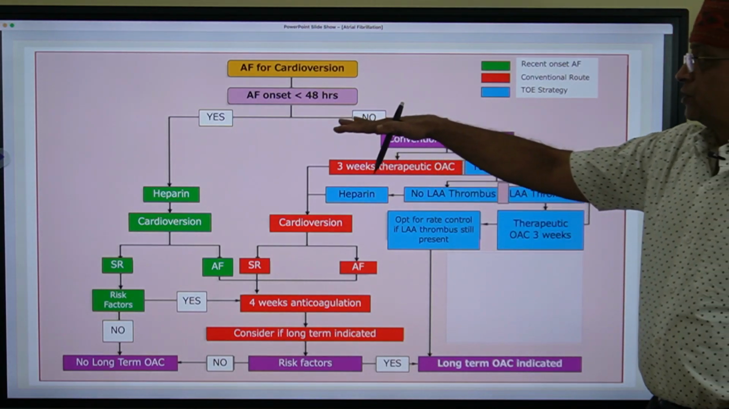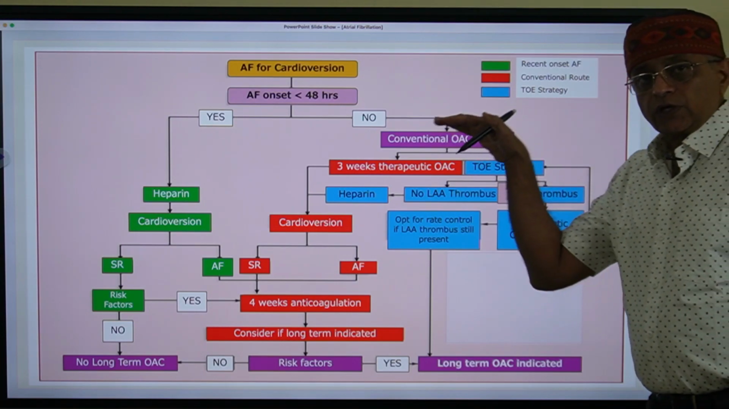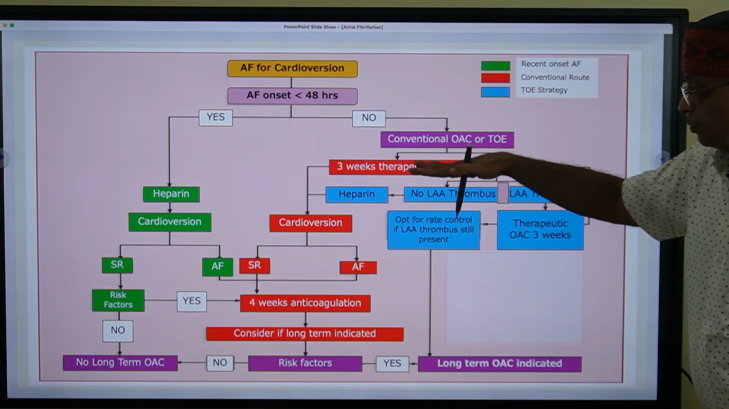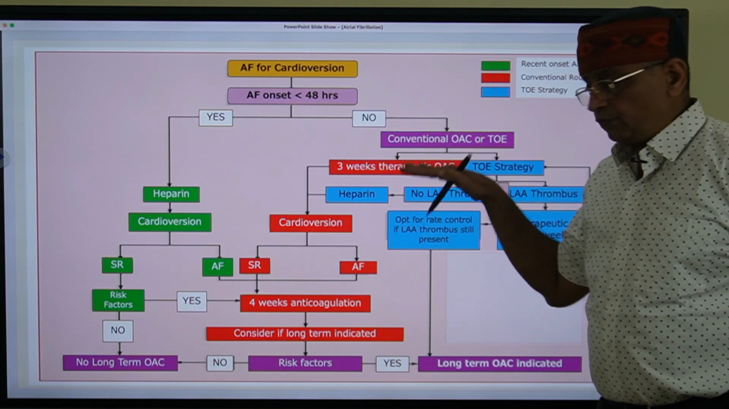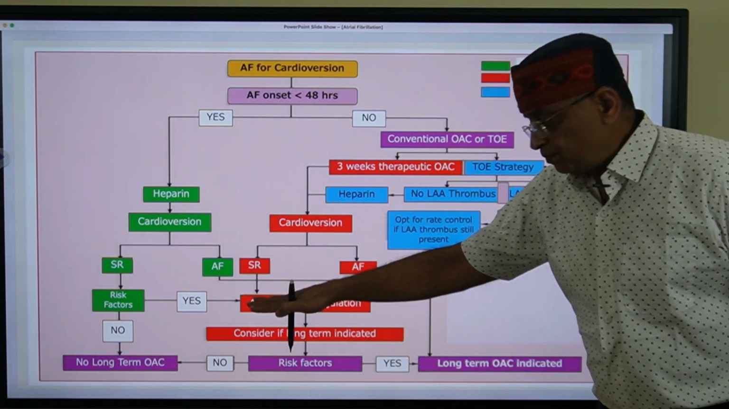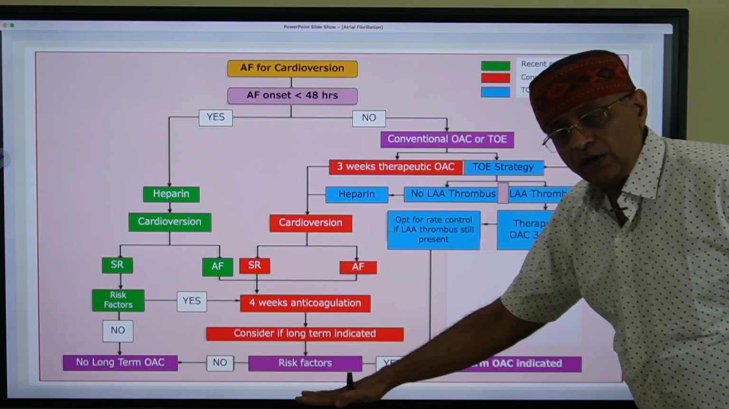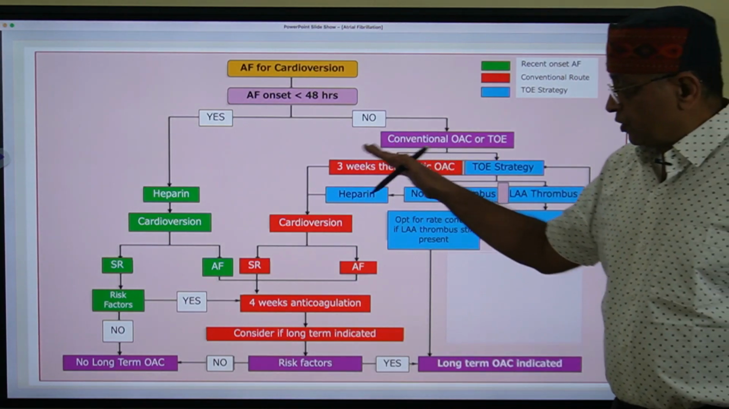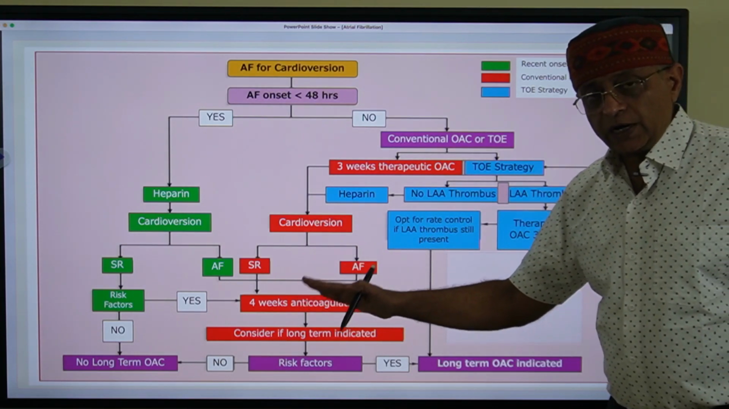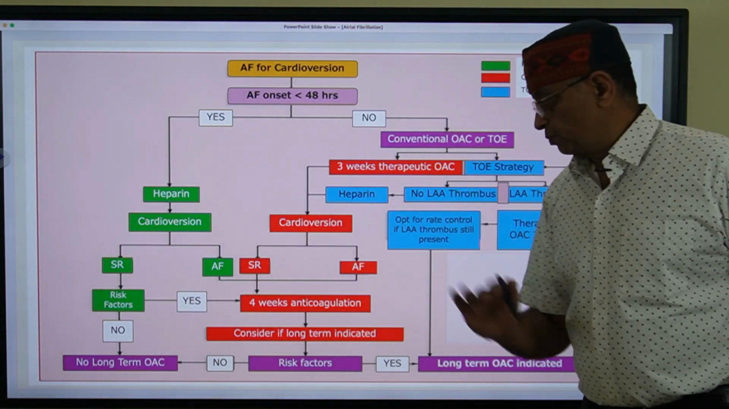If the AF is more than 48 hours of duration, then either you could go in for the conventional therapy or transesophageal echocardiography therapy. In conventional therapy, give anticoagulation for at least 3 weeks and then do cardioversion under heparin cover. If the patient attains sinus rhythm, then give 4 weeks of anticoagulation followed by calculation of risk factors and long-term anticoagulation. If after cardioversion the patient continues to be in AF, then you have 2 choices: either add on some drug and retry cardioversion, or you may go in for ablation, or last is the rate control therapy.